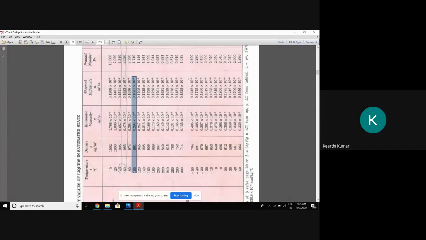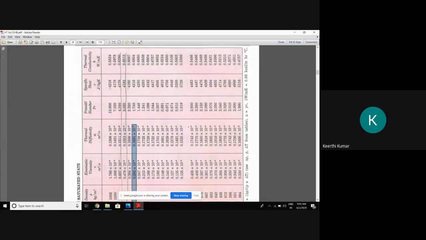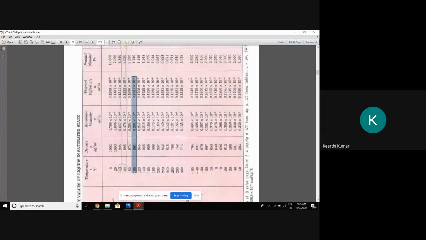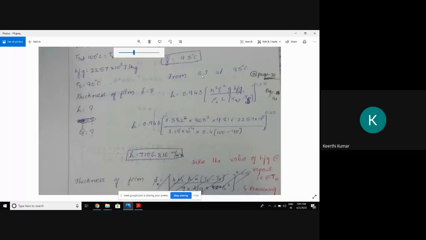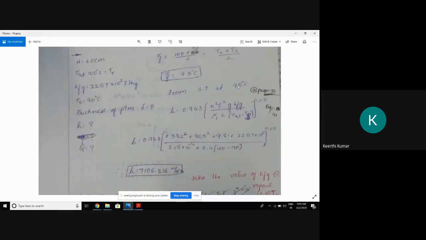Rho, kinematic viscosity. This alpha is not required. Prandtl number is required. Specific heat, thermal conductivity. You take all these properties of water at TF. What is TF? TF is 95. At this TF, you take the properties. Okay. Then you go for the formula of H.